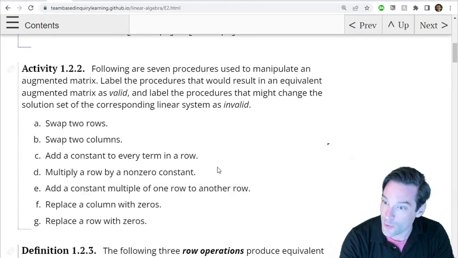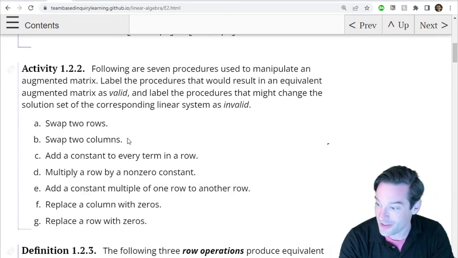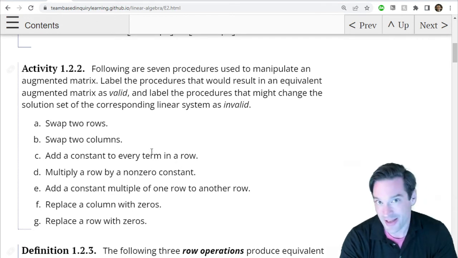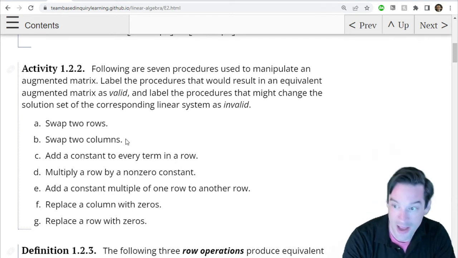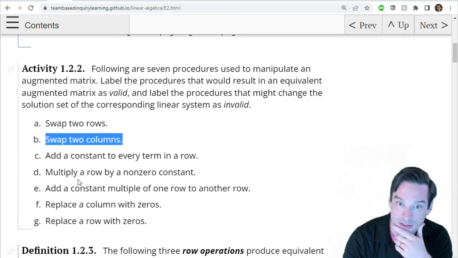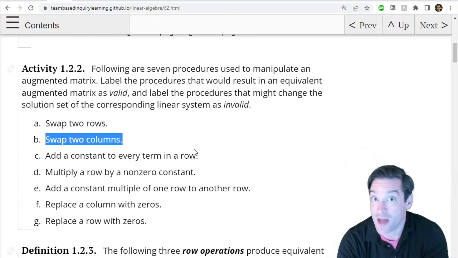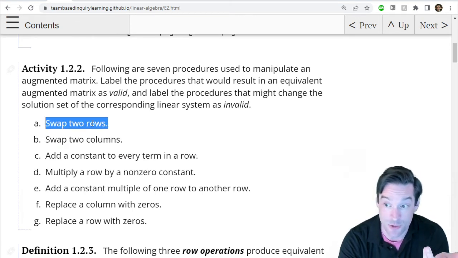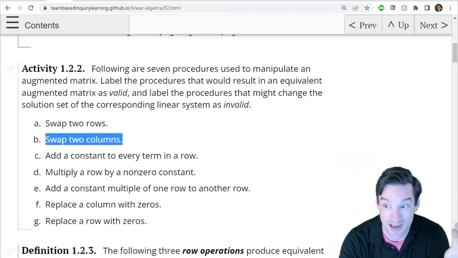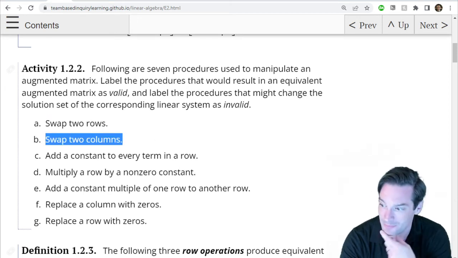Let's take real quickly and look at one example of an invalid operation just to try to convince ourselves of why that operation was invalid. So what about swapping two columns? Why should we be suspicious of that? Why can't we do to columns here what we were okay to do with rows? Swapping rows was okay. Why is swapping columns a problem?